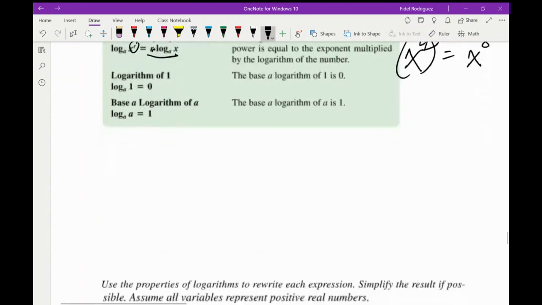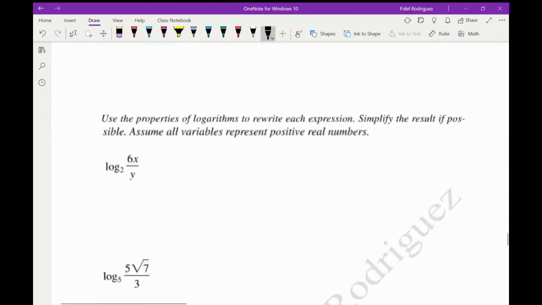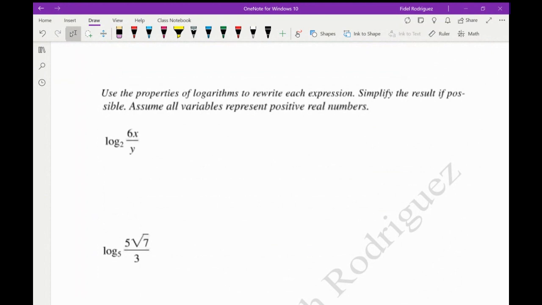Okay, so I'm going to walk you through some properties here, and we're going to see if we can't figure this part out. So it says, use the properties of logarithms to rewrite each expression, simplify the result if possible, assume all variables represent positive real values.